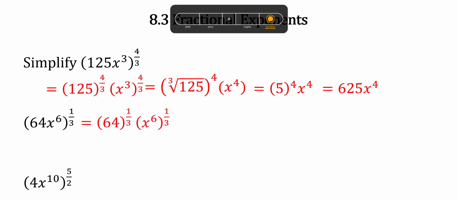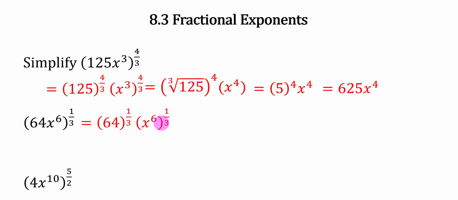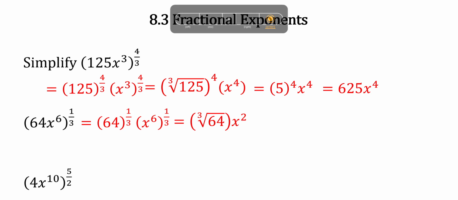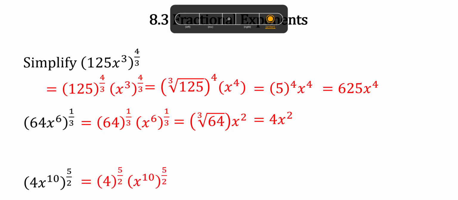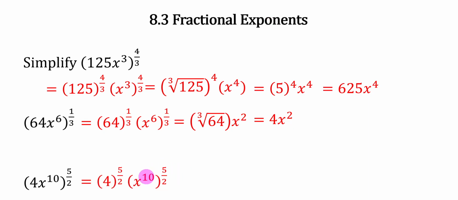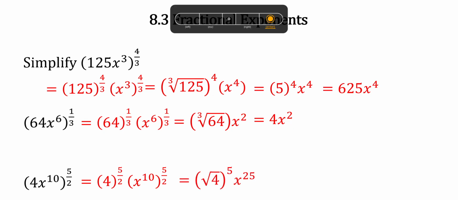Okay, so we'd have 64 to the 1/3, which we can compute. X to the 6 to the 1 over 3. 6 times 1 over 3 is going to be 2. So you have x squared. And the cube root of 64 is 4. Same thing here. 10 times 5 over 2 would end up being 25. And here you can think about, I'm going to take the square root of 4, which is 2, and raise that to the 5th power, which will make it 32.